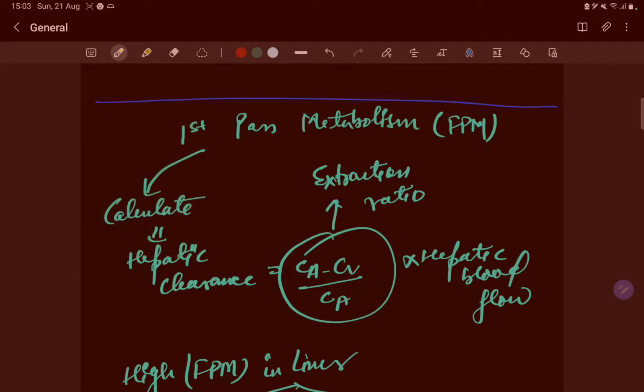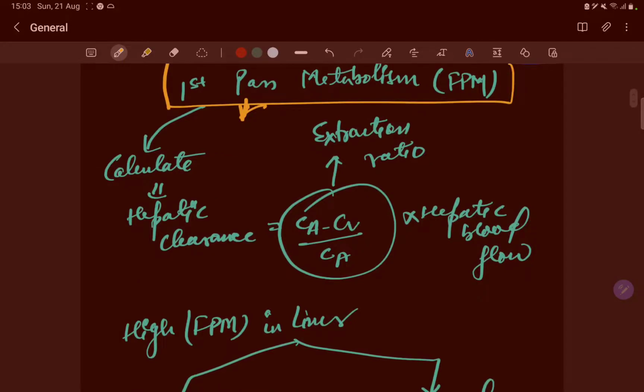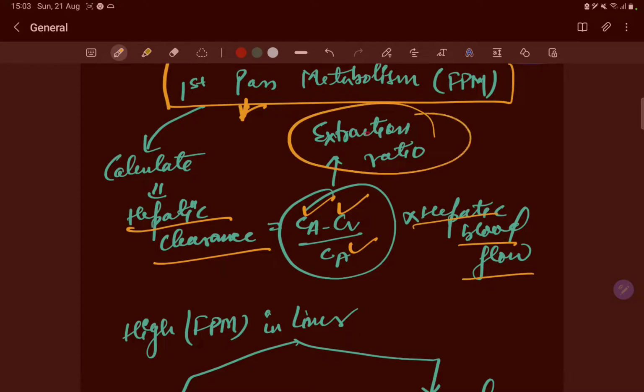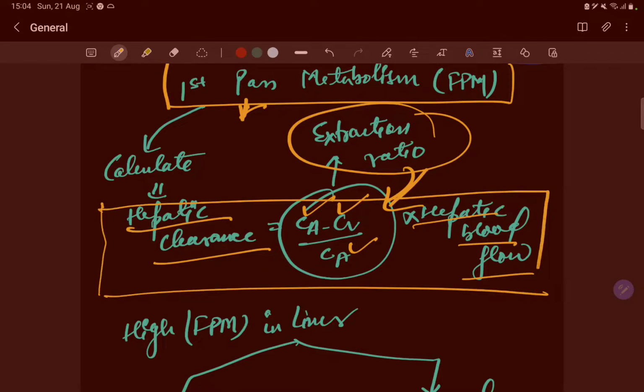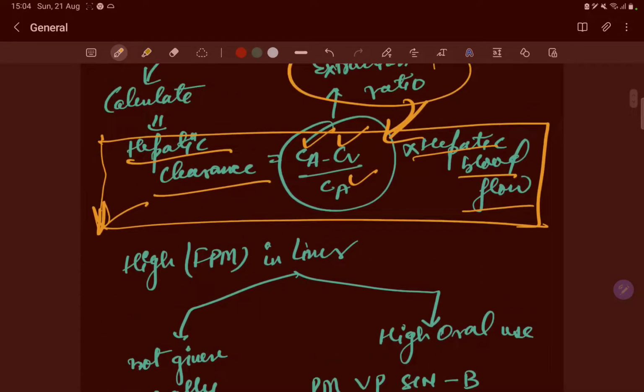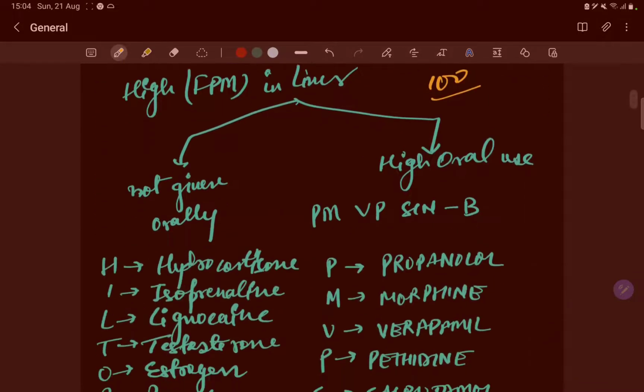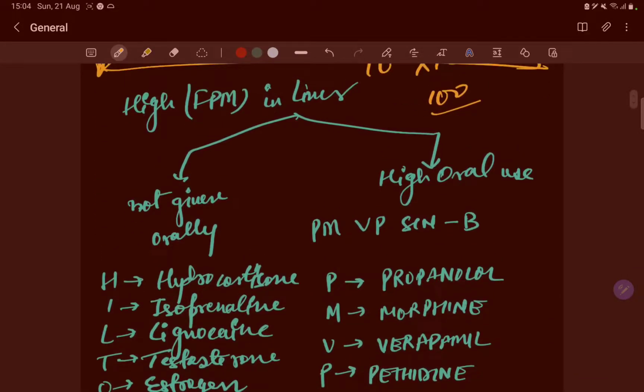Now what happens next is the first pass metabolism. In the first pass metabolism, we calculate the hepatic clearance, that is (Ca minus Cv) by Ca, into hepatic blood flow, and this is the extraction ratio. So this is one of the calculations to find the hepatic clearance when the hepatic blood flow is this and extraction ratio is this. Okay, इस तरह से. So if the extraction ratio is 10 and hepatic blood flow is 10, so the hepatic clearance is 100, something like that. High first pass metabolism in liver.